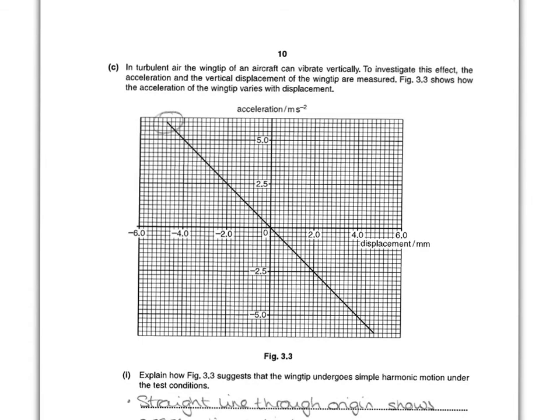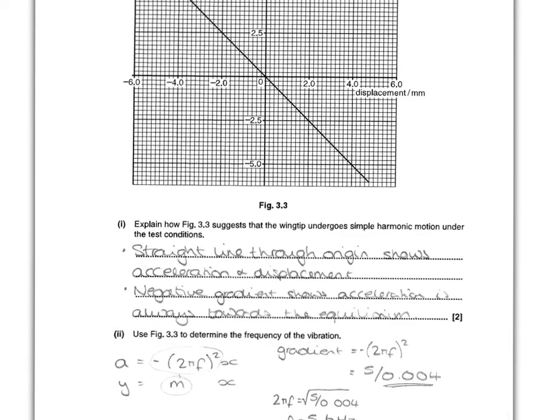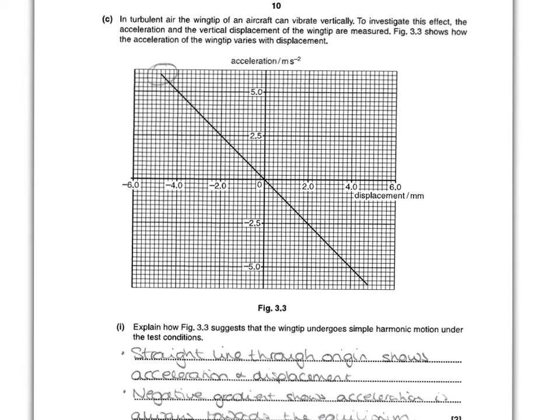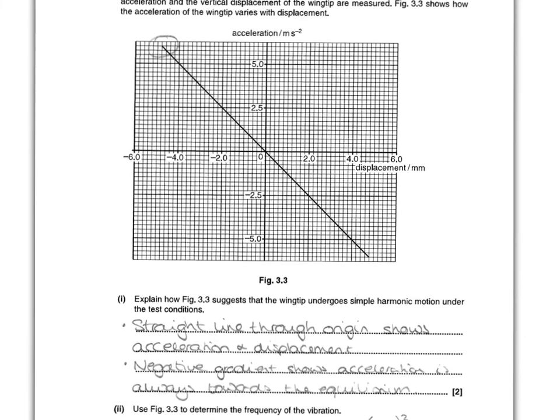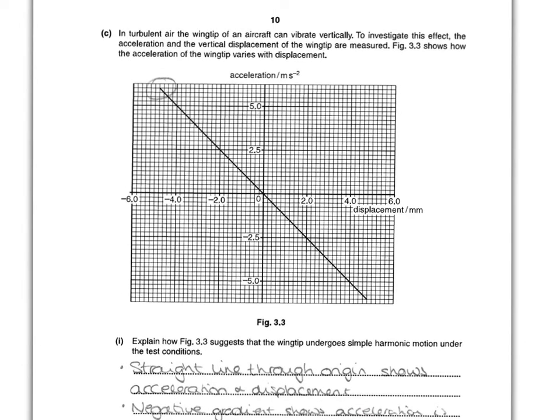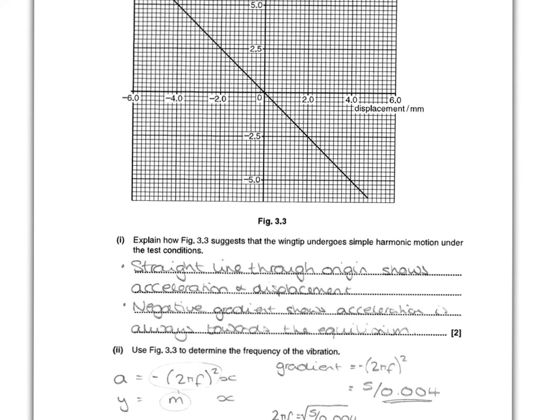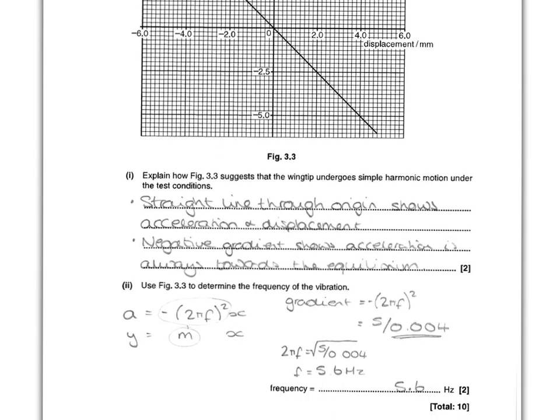Right, so now we're given a graph which is relating acceleration to displacement, and firstly we're asked to show how that graph shows that it's undergoing simple harmonic motion. So firstly, the straight line through the origin is showing that acceleration is proportional to displacement, which is a feature of SHM. And then the negative gradient is showing that the acceleration is always away from the displacement and towards the equilibrium position.